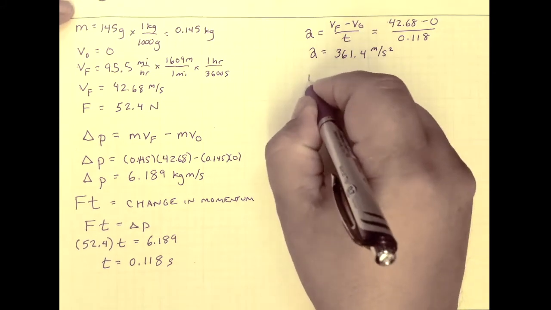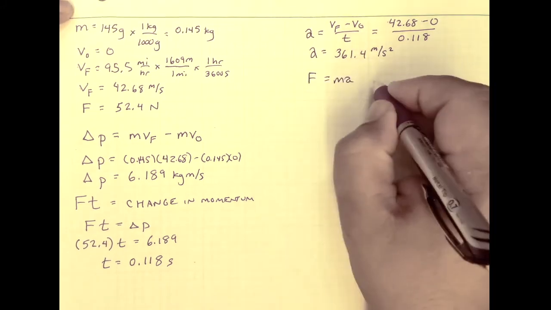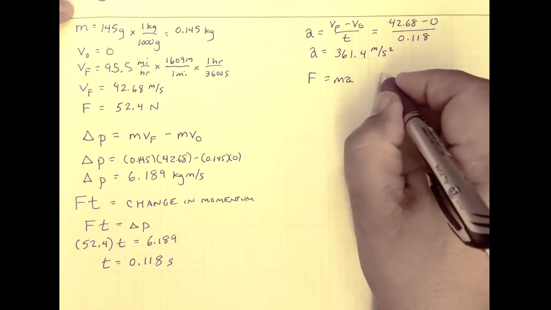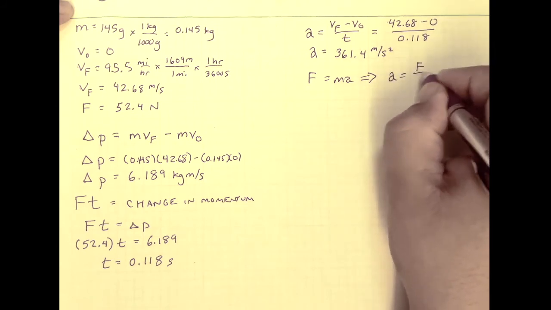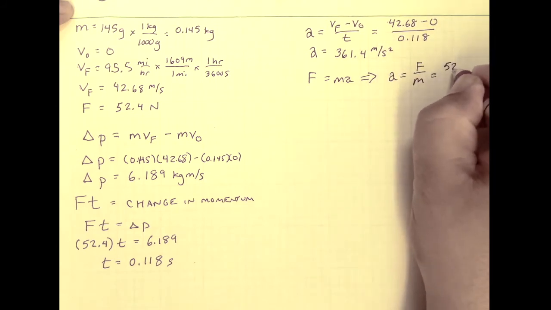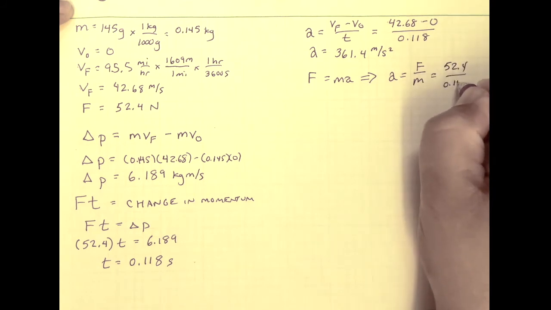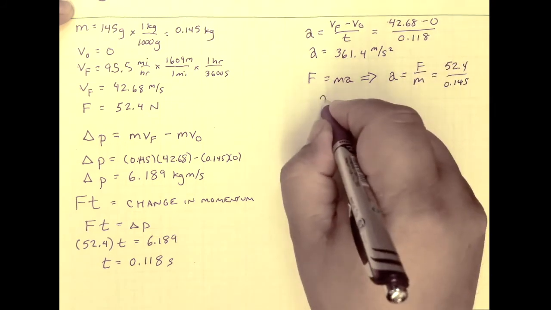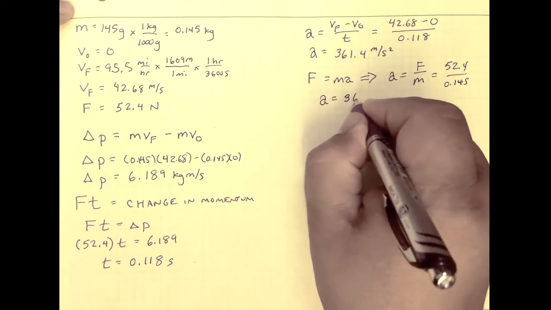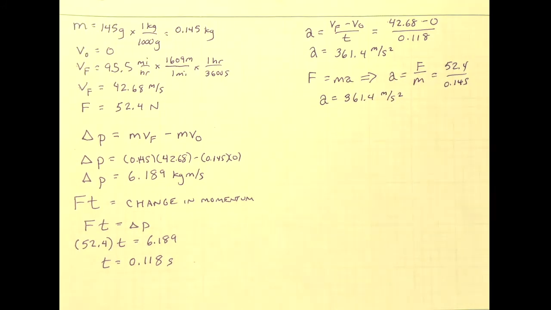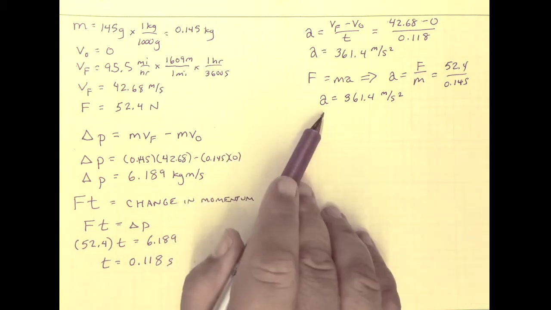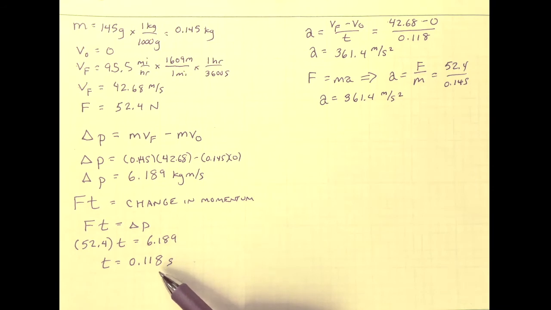However, there's another way to do this. We could also utilize Newton's second law. Since we know the force applied and we know the mass, we can just take the force divided by the mass, 52.4 divided by 0.145, and that also gives us an acceleration of 361.4 meters per second squared. It's always good to have a couple of different ways to calculate something, right? And notice that this second method does not rely upon us to have calculated the time correctly. This is actually a good check to reassure ourselves that we did it correctly.